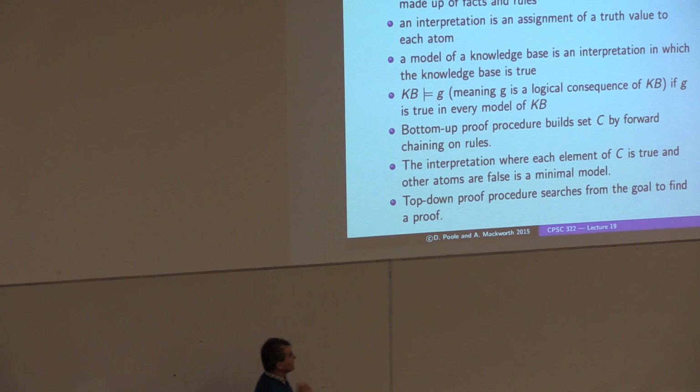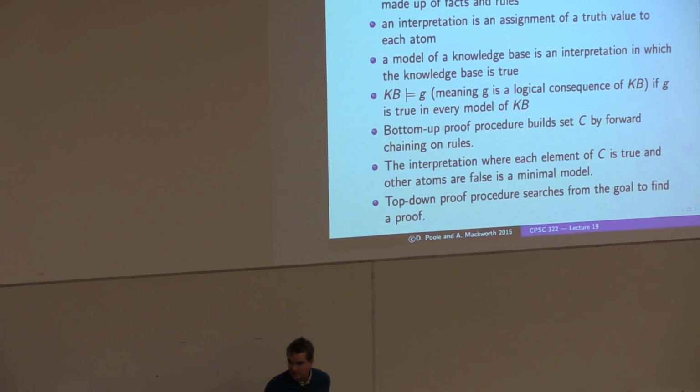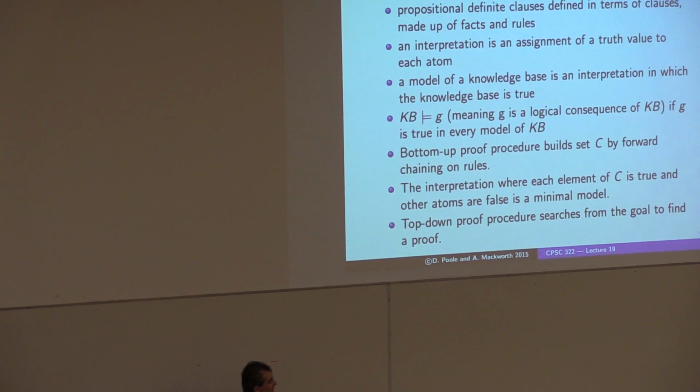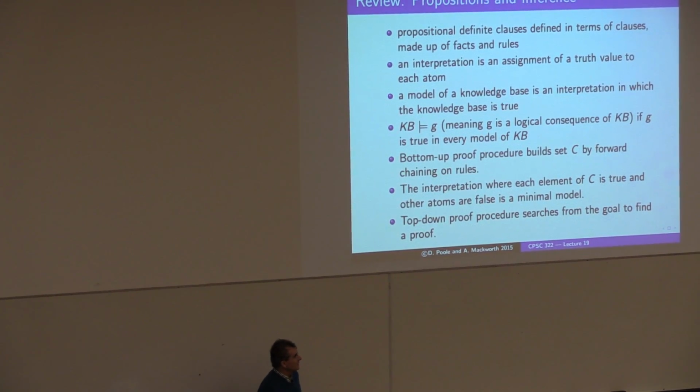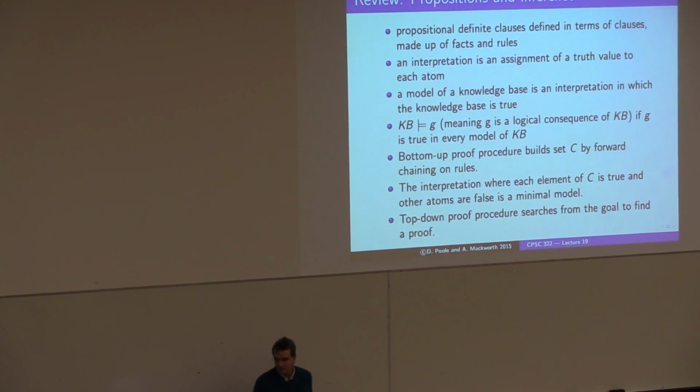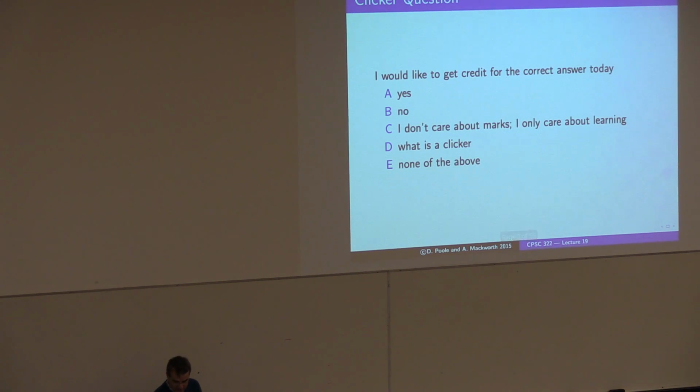So what we've been doing so far, talking about propositions and inference, is we've had propositional definite clauses, made up of facts and rules, had interpretation and models, we had this logical consequence, and we had two proof procedures, a bottom-up proof procedure, and we had the notion of a minimal model, and then we had a top-down proof procedure. Are there any questions about what we did? All right, good.